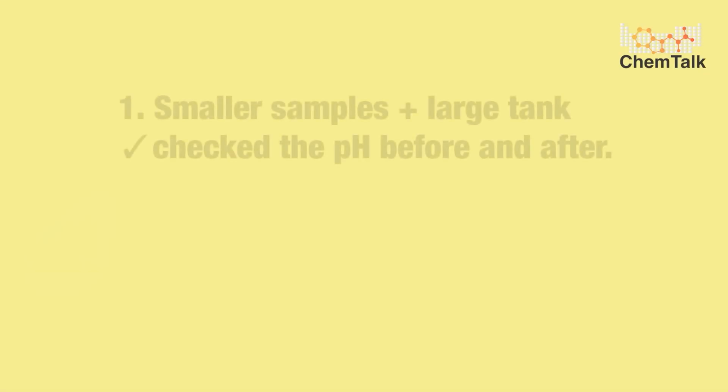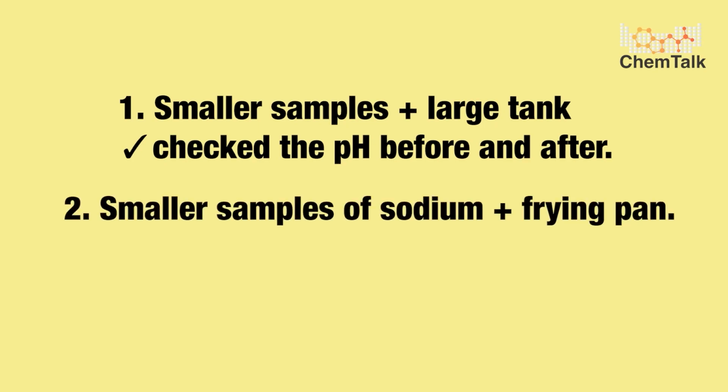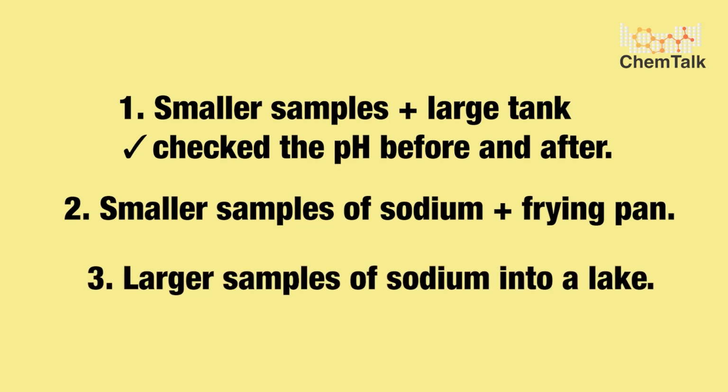This experiment takes place over 3 stages. First, we added a few small samples of sodium into a large tank and checked the pH before and after the reaction. Next, we repeated this process but added a few smaller samples of sodium into a frying pan. Finally, we threw larger samples of sodium into a private lake. Let's see what happens in each of these scenarios, starting with testing small samples of sodium in the tank.